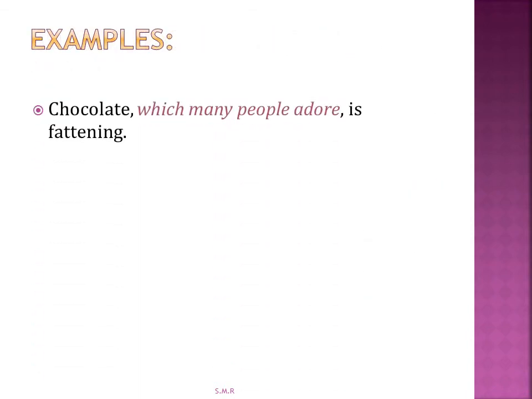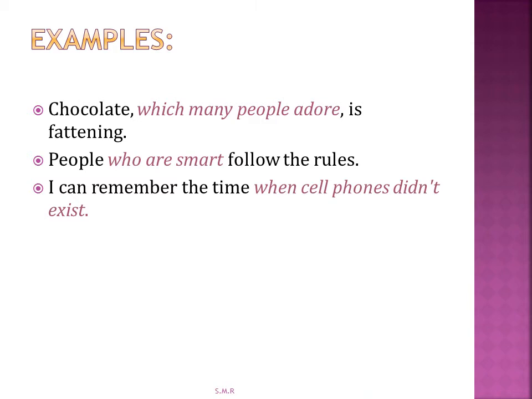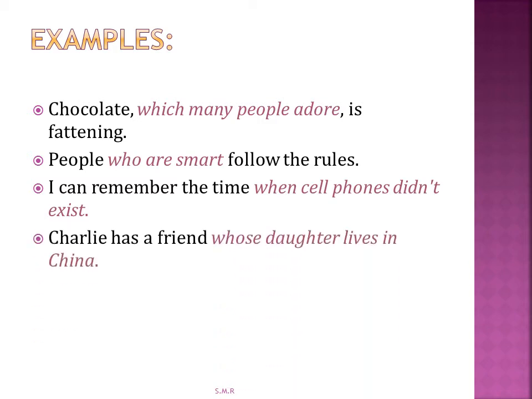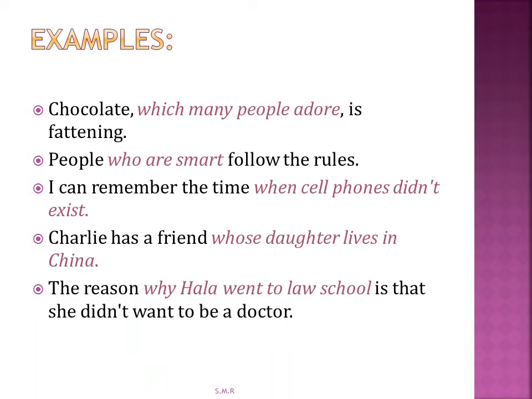Examples. Chocolate, which many people adore, is fattening. People who are smart follow the rules. I can remember the time when cell phones didn't exist. Charlie has a friend whose daughters live in China. The reason why Hella went to law school is that she didn't want to be a doctor. In all of these sentences, the relative clause directly follows the noun it describes.